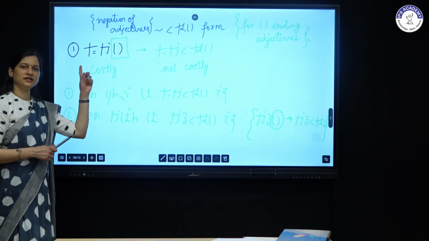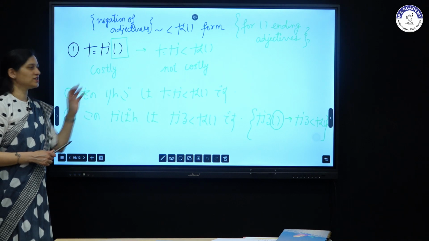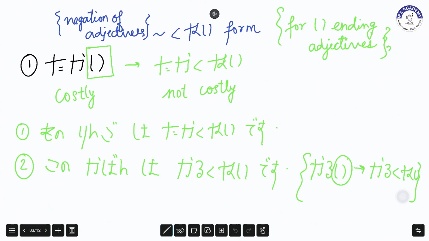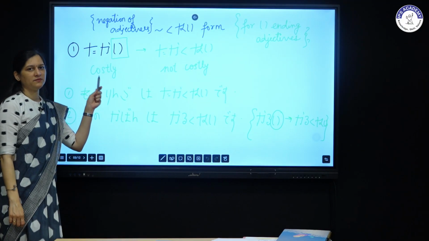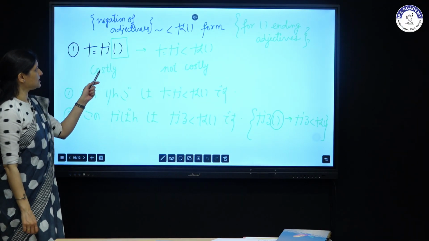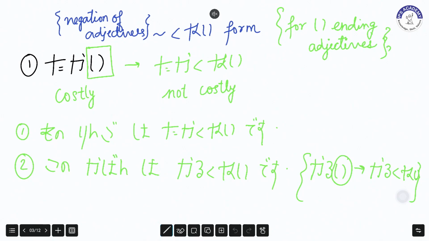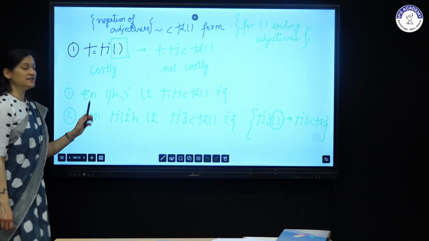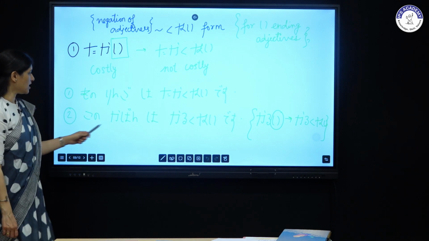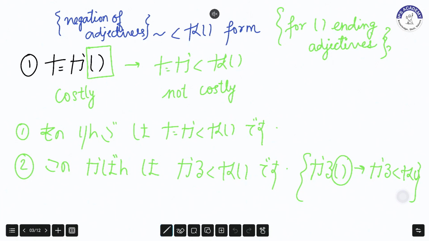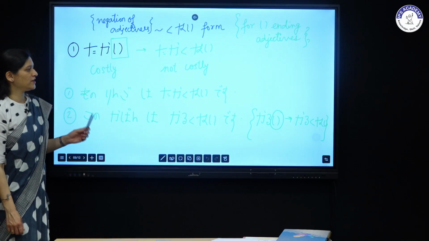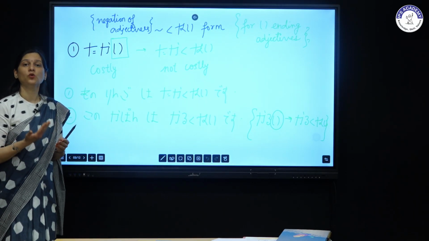Then we studied how do we form negation of adjectives. For negation, here I have considered the meaning costly. So takai, costly, replace i with kunai, taka kunai, not costly. Those apples are not costly. Kono kaban wa karu kunai. Karui means light, light in weight.